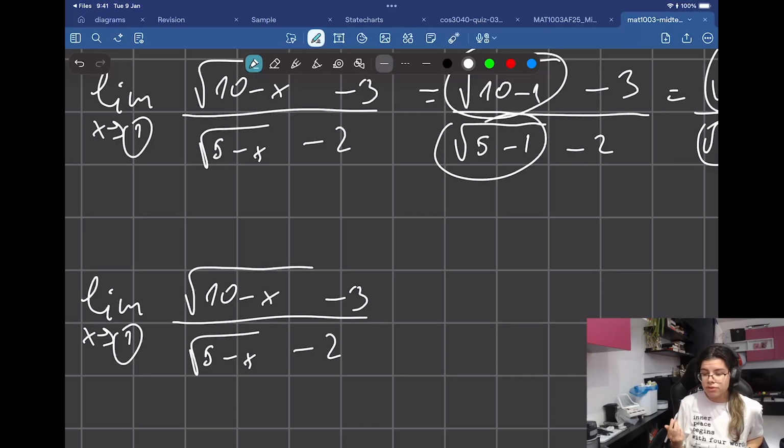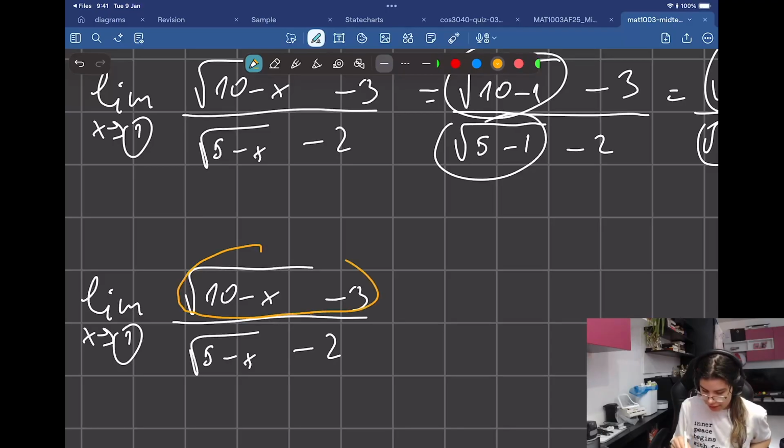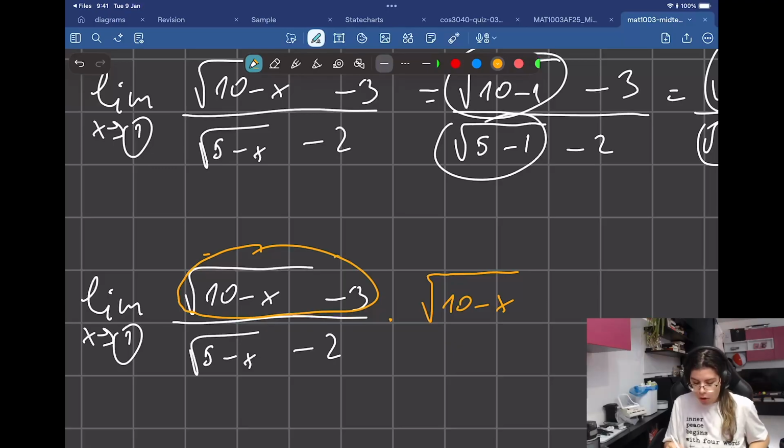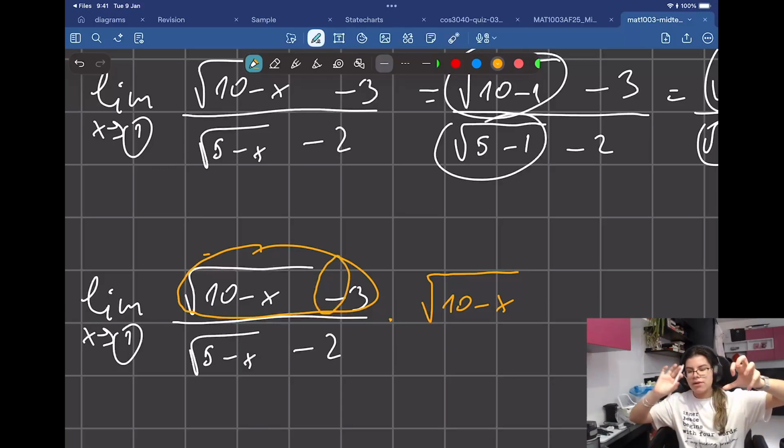So now the next important question is, how do you actually do rationalization? Starting with the numerator, how can we rationalize this? We can do the following. We multiply the whole fraction by the following thing. You take this expression, you write it almost the same way, but with the opposite sign in between the radical and the number.